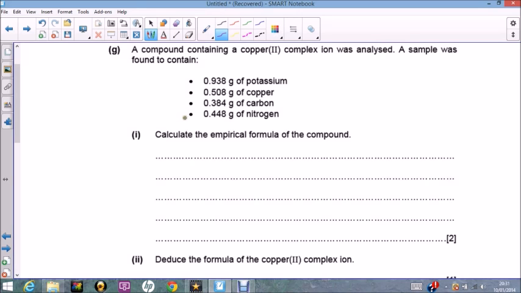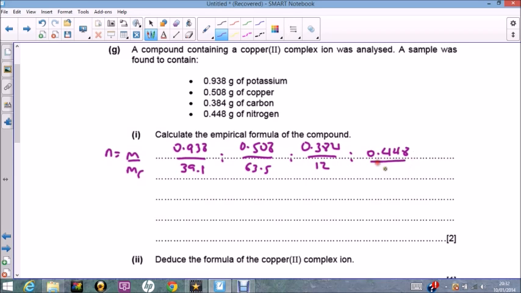This is an empirical formula question. You may well get an empirical formula as a synoptic question. The steps are exactly the same as you would have followed in F325. So the first one we're going to do is convert all those masses into moles. Okay, you're going to get one of your marks for correctly working the number of moles of everything out.